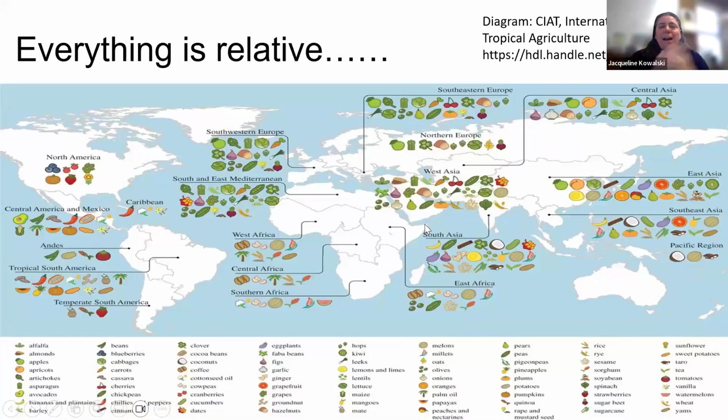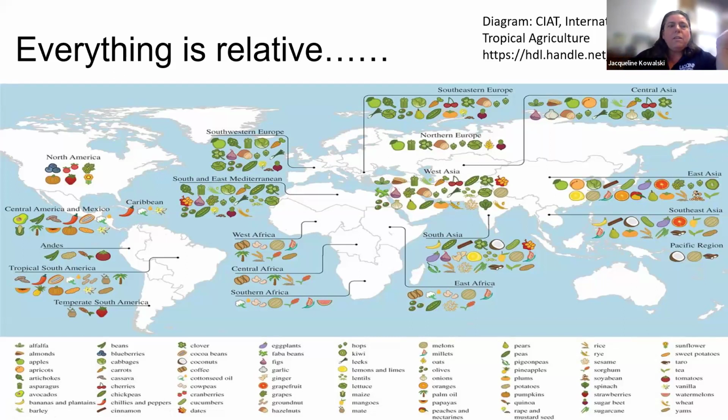And so, as I talked about in my introduction, the term ethnic crop is relative because everything is relative when it comes to food crops. I love this diagram that was printed by CIAT, the International Center for Tropical Agriculture. And if you ever want to download it for use for your own programs or for programs with youth, it is a really great representation of the center of origins of different food crops in the world.